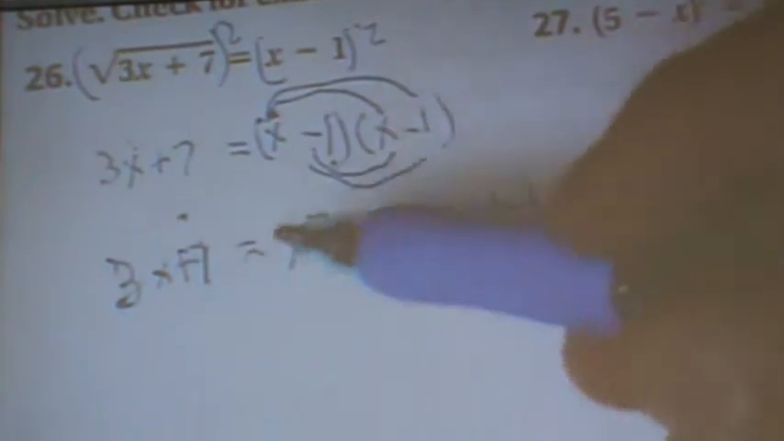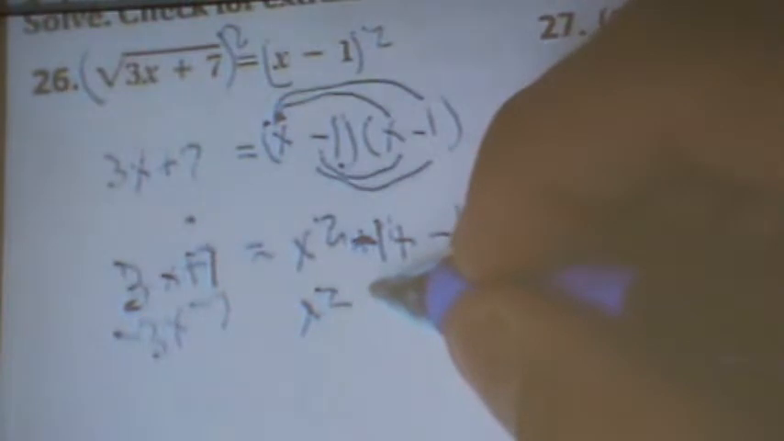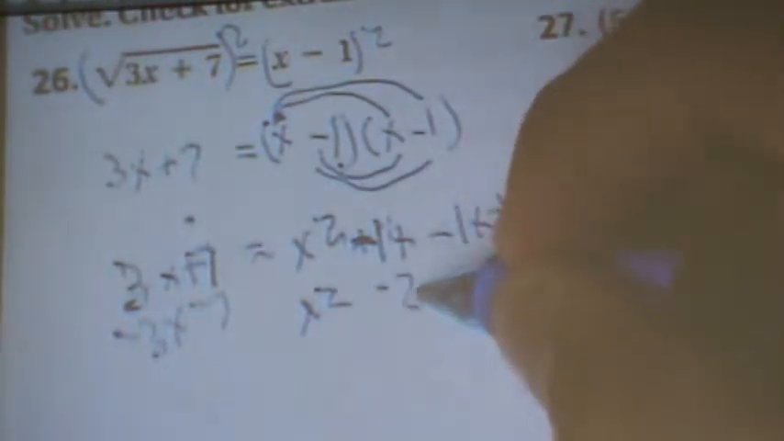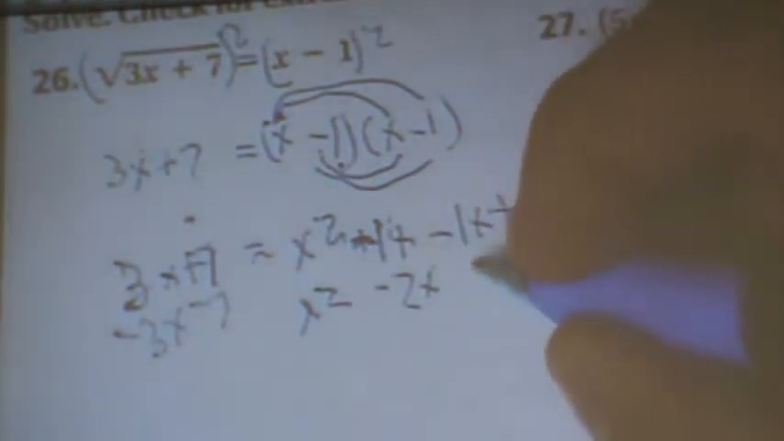And you want 0 to be on this side, so you subtract the 7 and subtract the 3x from both sides. It'd be x squared minus 2x plus 1. So it would be 0 equals x squared minus 5x minus 6.